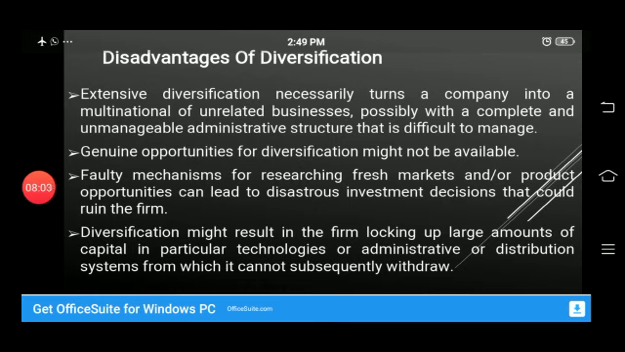Faulty mechanisms for researching fresh markets and or product opportunities can lead to disastrous investment decisions that could ruin the firm. Diversification might result in a firm locking up large amounts of capital in particular technologies or administrative or distribution systems from which it cannot subsequently withdraw.